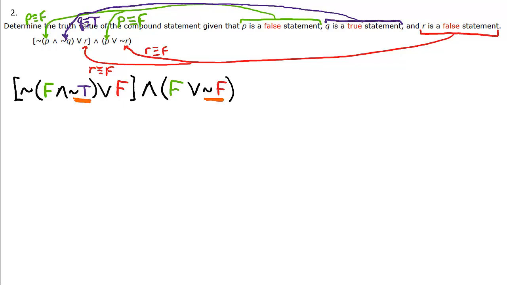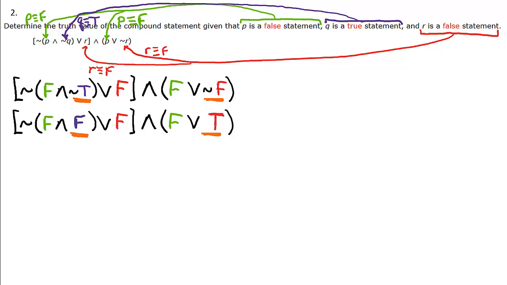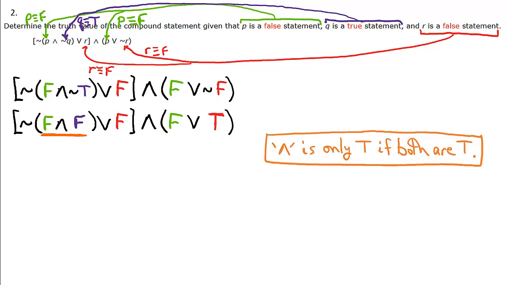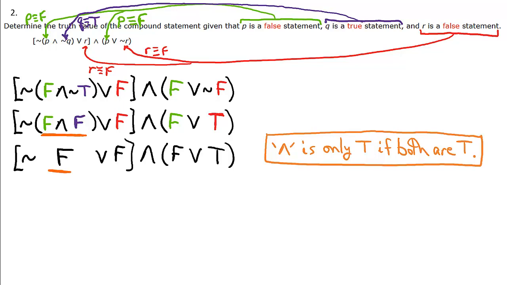First thing I notice, I've got two negations. The negation of true is false, and the negation of false is true, so I can get rid of both of those, change the not T to an F and the not F to a T. And then moving left to right, I have false and false inside parentheses, so I want to work inside the grouping symbols. And is only true if they're both true. Well, they're not both true, so that means that and is false.